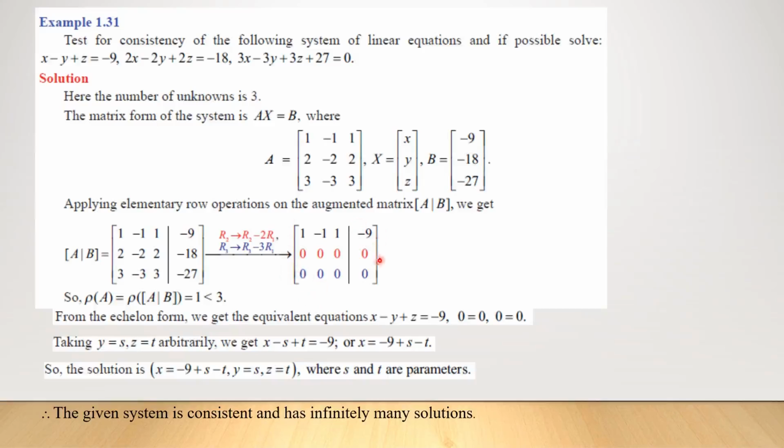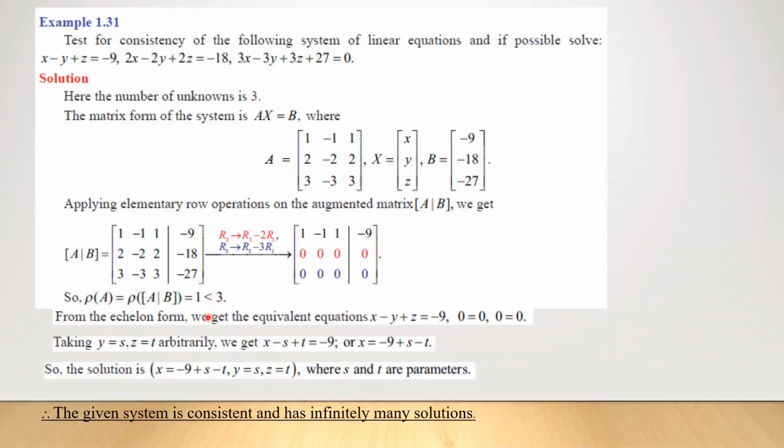So, we have to find the rank of A and rank of AB. Here, for this AB matrix, there is only one non-zero row. So, the rank of AB is 1. For A also, we have only one non-zero row. So, rank of A is equal to rank of A comma B equal to 1. That is less than 3.